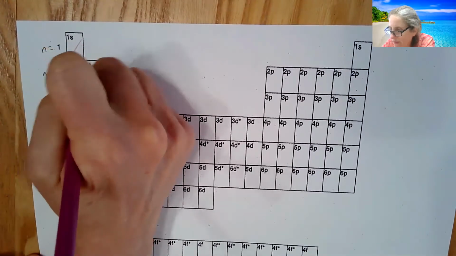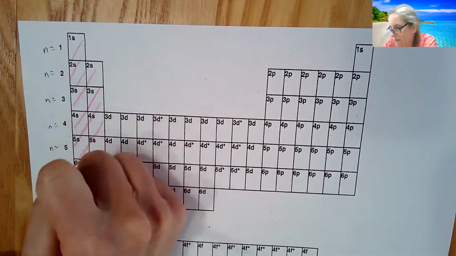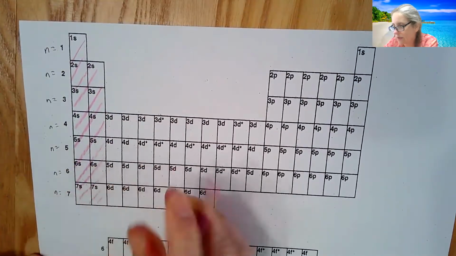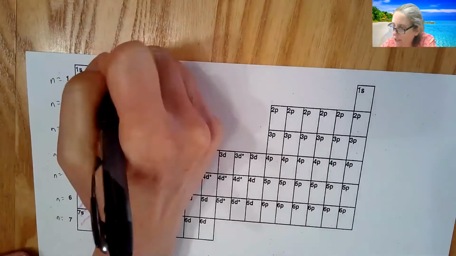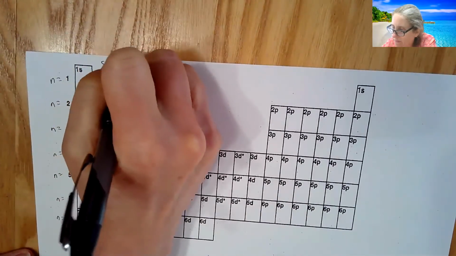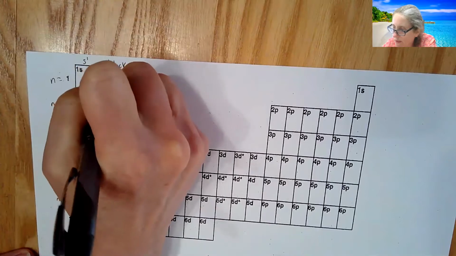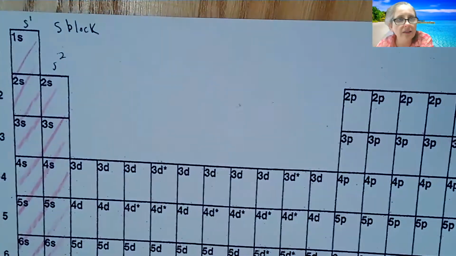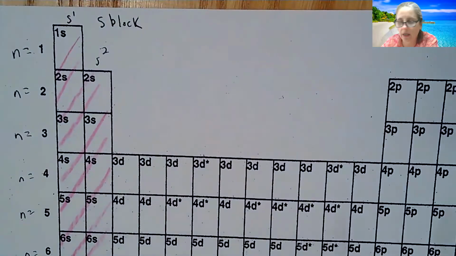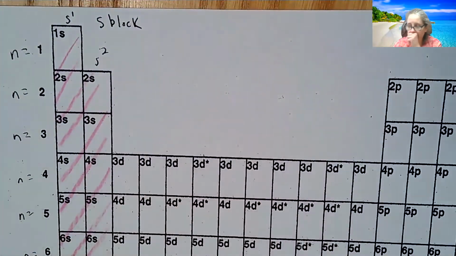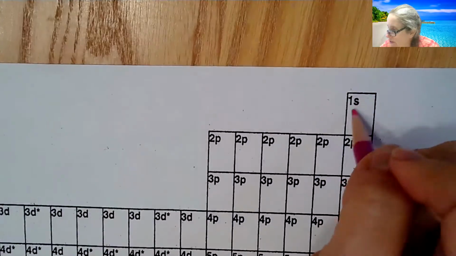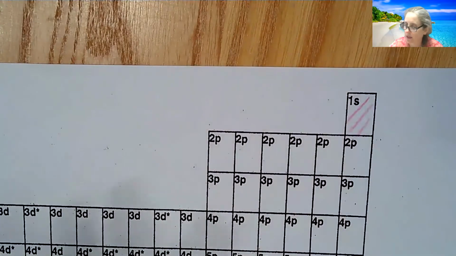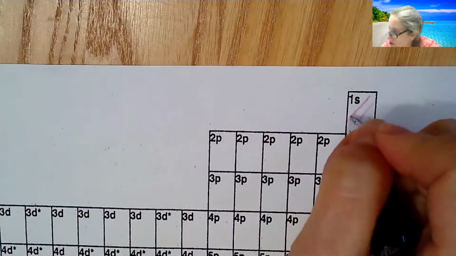So pick a color. What you're going to do is color in the first 2 columns of the periodic table. This is what we call the S block. On the first column, put S1, and then on the second column, put S2. You will see that all of those have an S in them. Then take that color and color in this one over here. So you could write in hydrogen and helium.